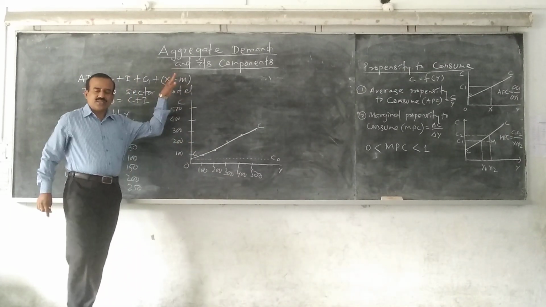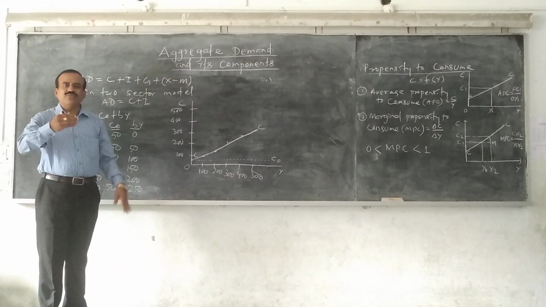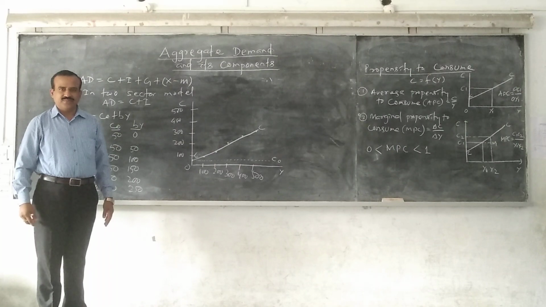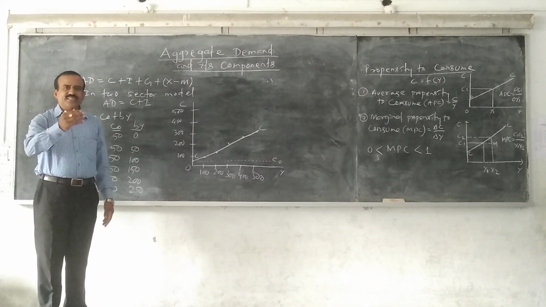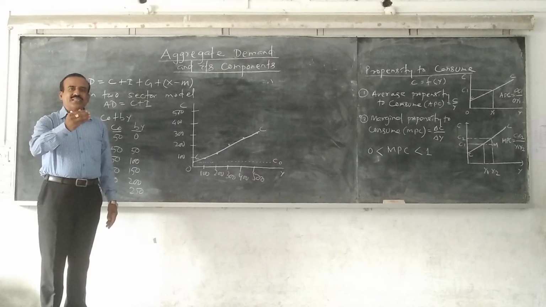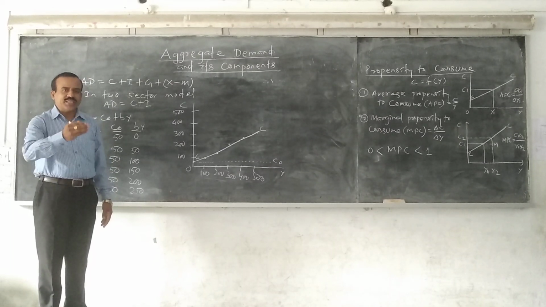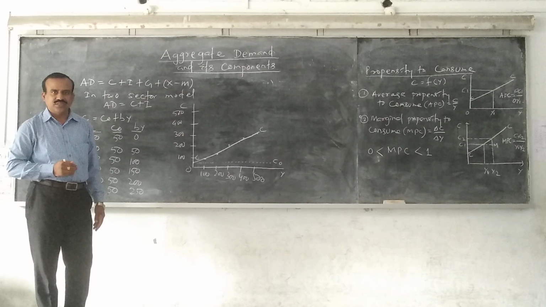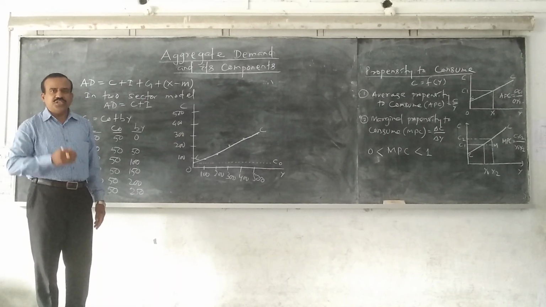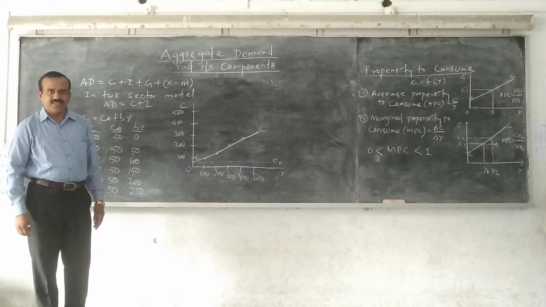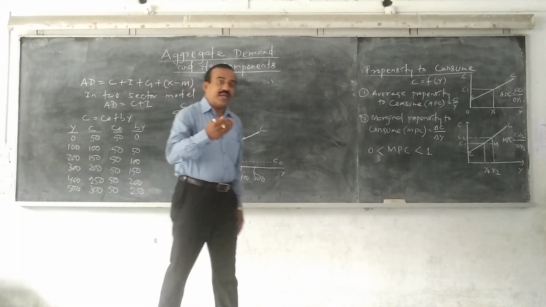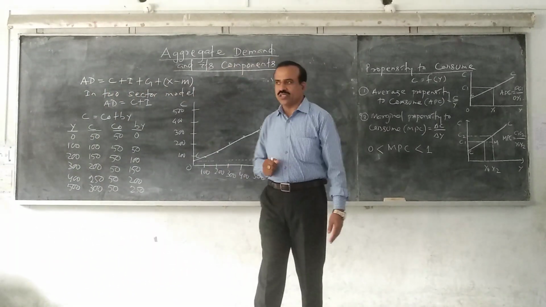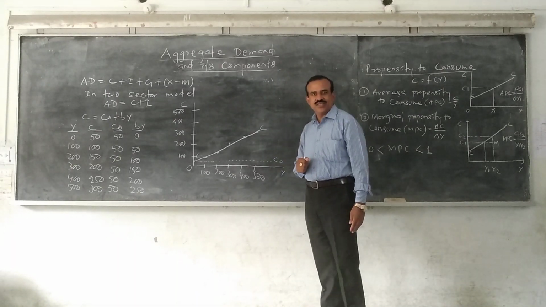Let us discuss what is the meaning of aggregate demand. Aggregate demand is the total demand for final goods and services of the economy in one financial year. In other words, it is the total expenditure made in the economy in one year.